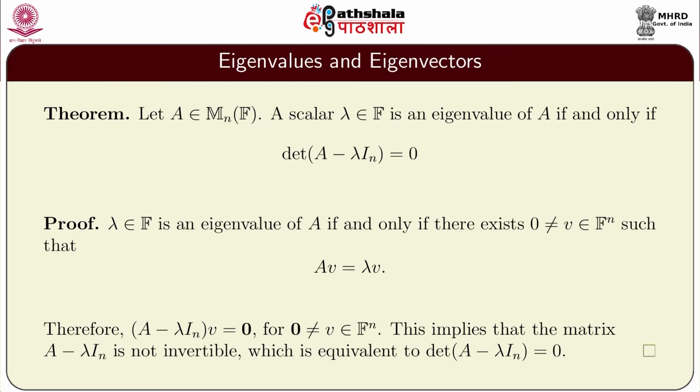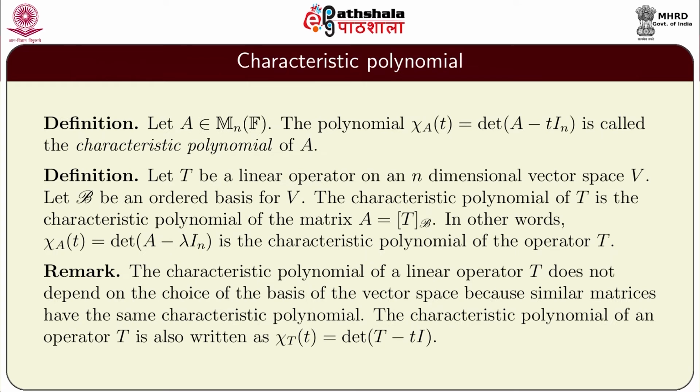This proves that the matrix A minus lambda In is not invertible, which is equivalent to saying that the determinant of this matrix A minus lambda In is equal to 0. Therefore, we have a criterion for a scalar to be an eigenvalue of a matrix A, and the criterion is in terms of the determinant. This gives rise to the definition of what is called the characteristic polynomial of the matrix A.